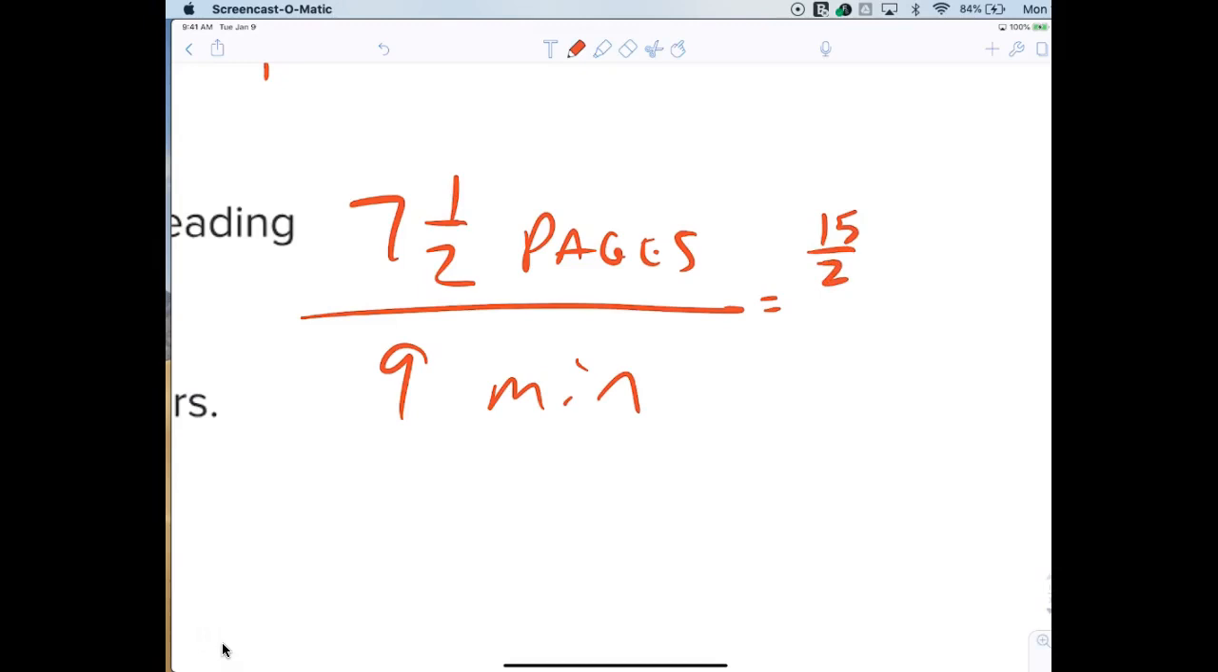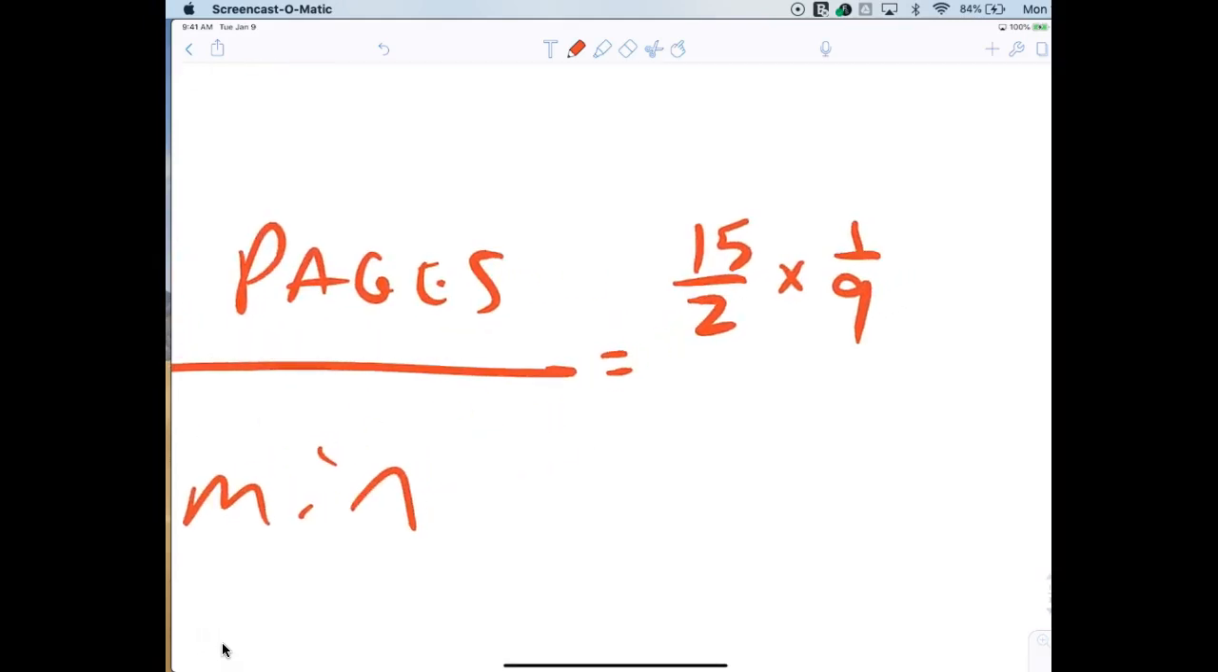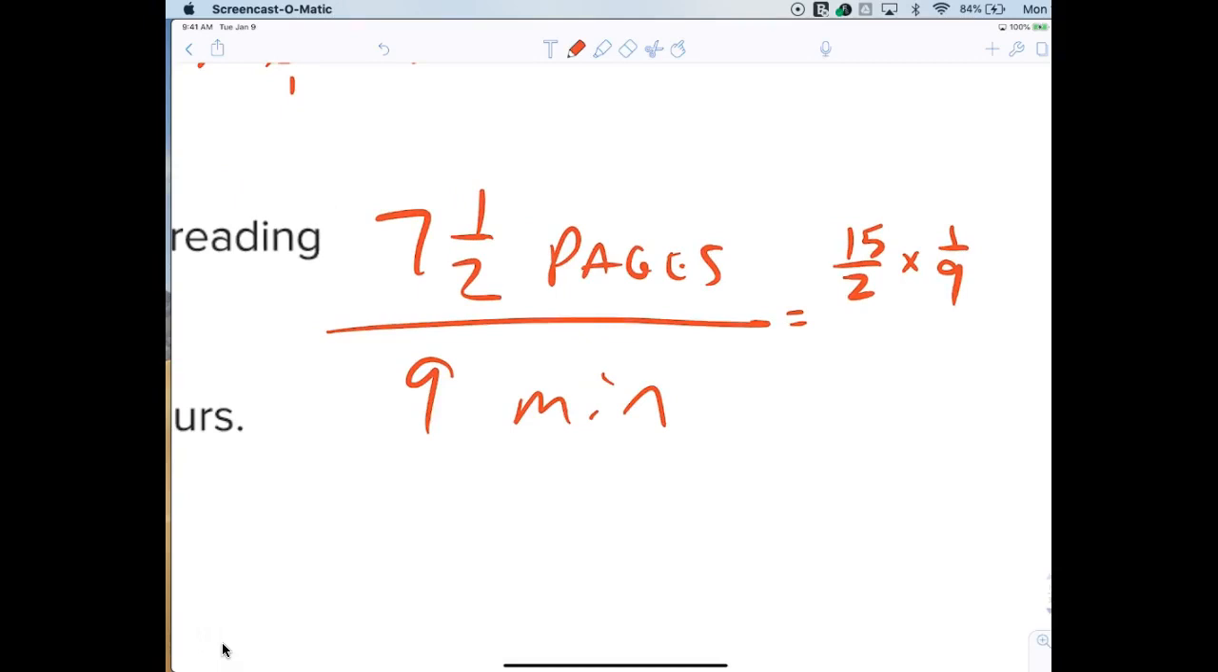Then you take the reciprocal of the bottom, so that would be times 1 over 9. Now what can I reduce? You can make the 9 into 3, and you can make the 15 into 5. So my final answer is 5 over 6.